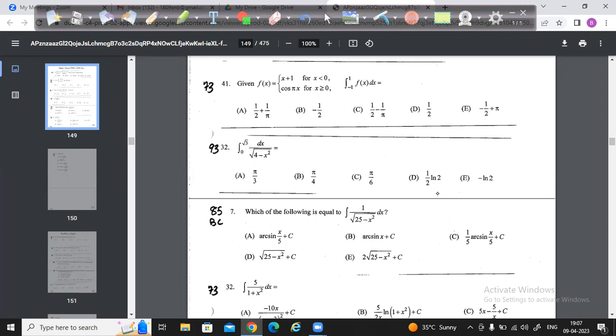So sine inverse of root 3 by 2. Sine inverse of root 3 by 2 is sine 60, right? Pi by 3 should be the answer. Even without pen and paper, you can do it if you know this stuff. So the answer for this one should be pi by 3, fast. You should do it faster than this.